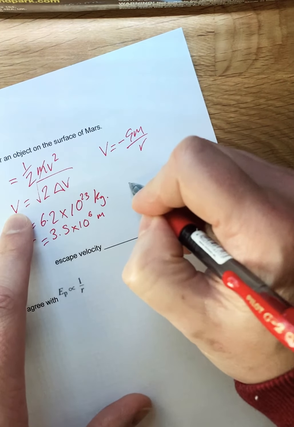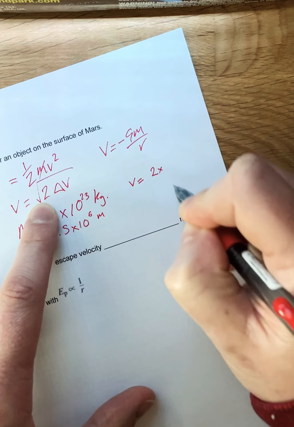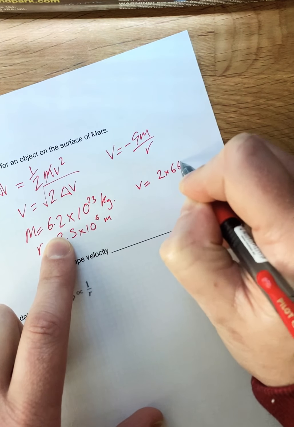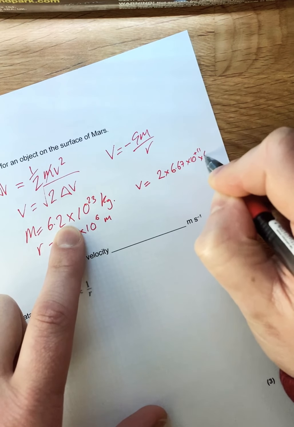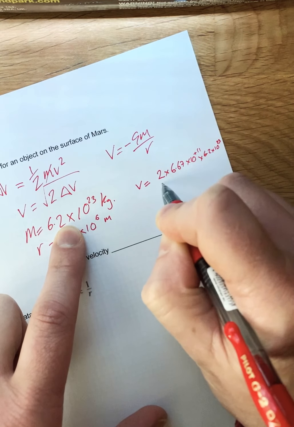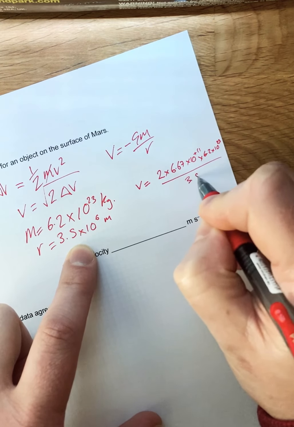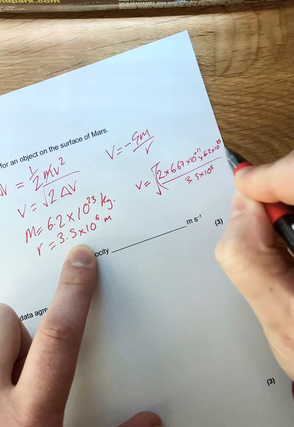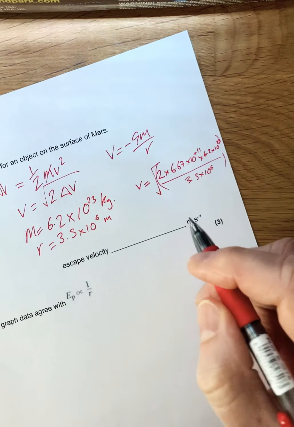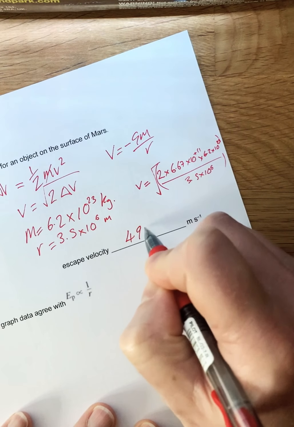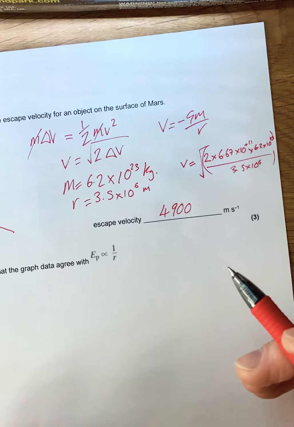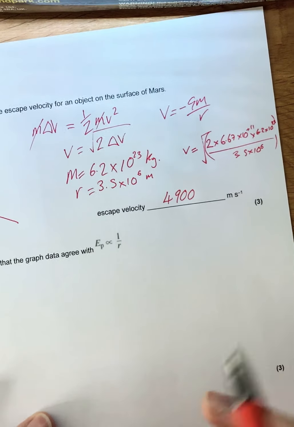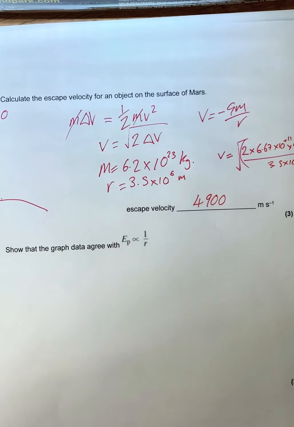Right, so numbers. So the velocity equals the square root of 2 times 6.67, so G, times 10 to the minus 11, multiplied by the mass, 6.2 times 10 to the 23, divided by 3.5 times 10 to the 6. And if you do that, it comes out at 4,900 meters per second. Okay, so you have to be traveling 4,900 meters per second so that you have enough kinetic energy, like I said, to gain enough gravitational potential energy to escape the pull of the planet.